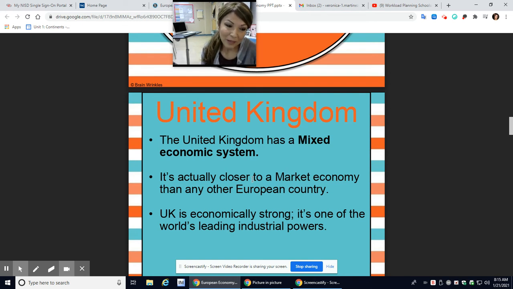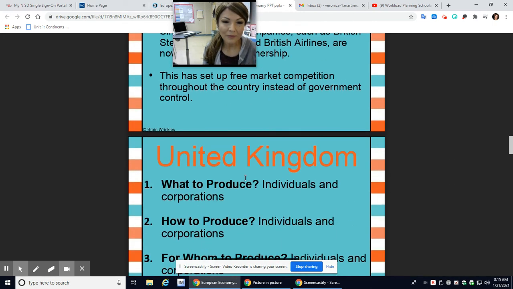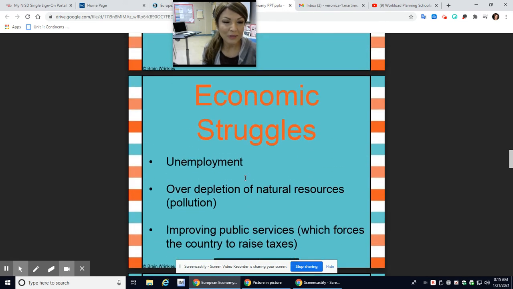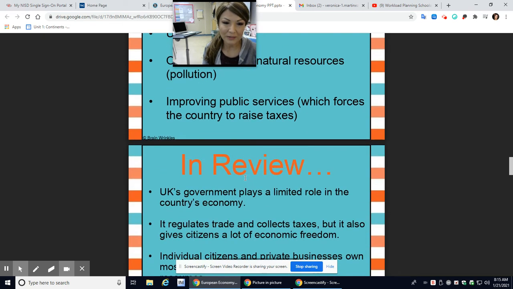And now that they left, Brexit, right now they're doing well, but let's see what happens, right? We're going to keep monitoring that. They do have some economic struggles, such as unemployment, overdepletion of natural resources, pollution, improving public services. They are working on that, but they're raising those taxes.